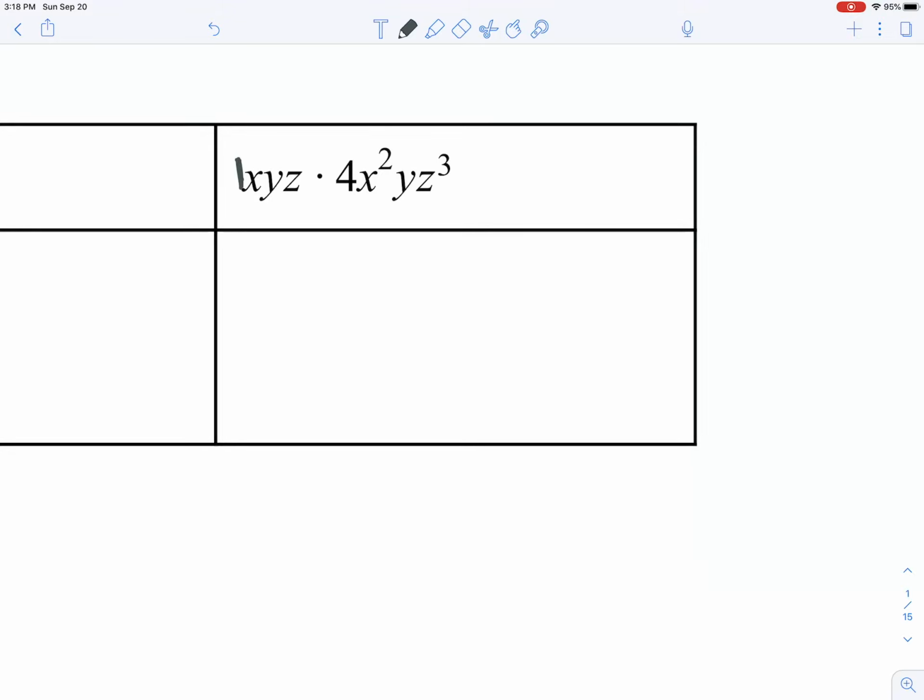The coefficient is 1, so 1 times 4 is 4. Then x has an exponent of 1. We add those together, we get x cubed. y has an exponent of 1, so we get y squared, because this one also has an exponent of 1. And then z to the first times z cubed. We add those exponents, and we get 4.